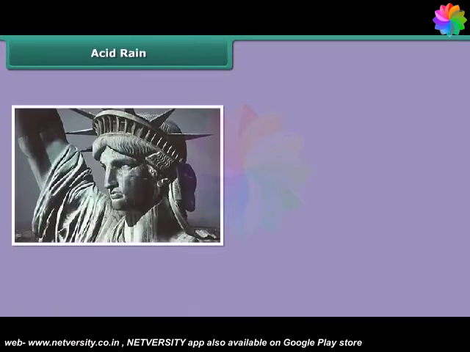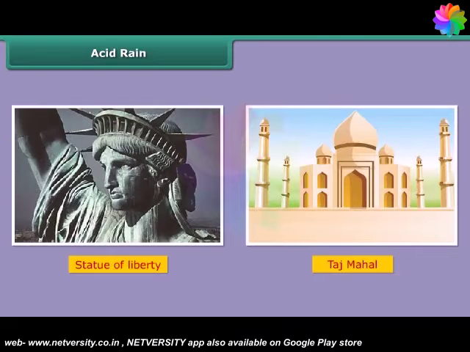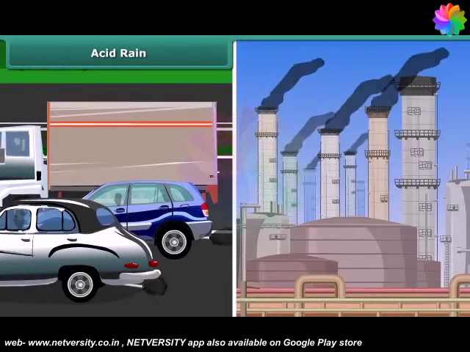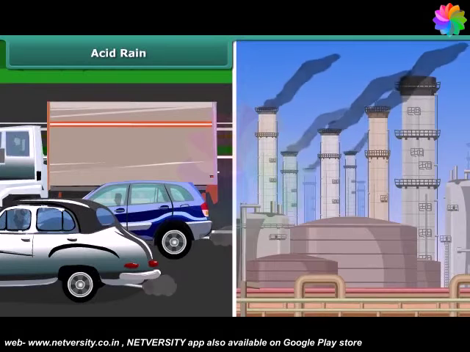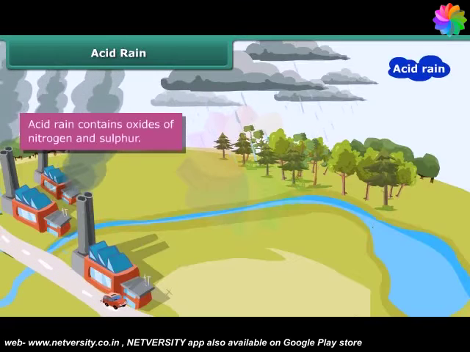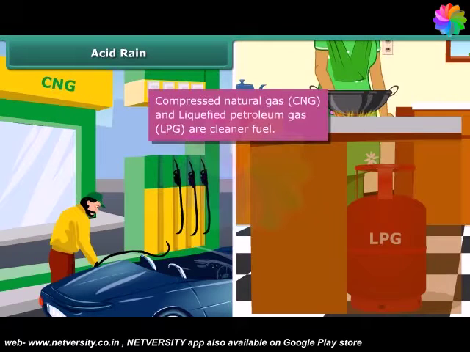These are the images of the Statue of Liberty in New York and the Taj Mahal in Agra. They are badly damaged due to acid rain. Do you know what causes acid rain? Industries and vehicles release toxic gases like sulfur dioxide and nitric oxide into the atmosphere. These gases react with the water vapors present in the atmosphere to form sulfuric acid and nitric acid, which fall as acid rain. What can reduce the acidic rain? Use of clean fuels like compressed natural gas, CNG, and liquefied petroleum gas, LPG, can reduce the acidity of rain.